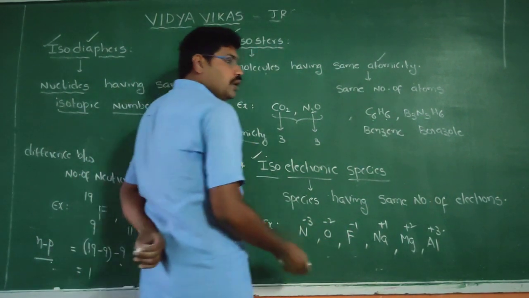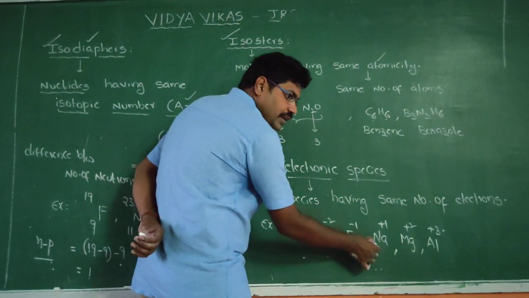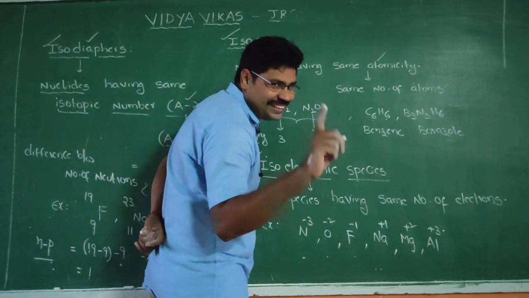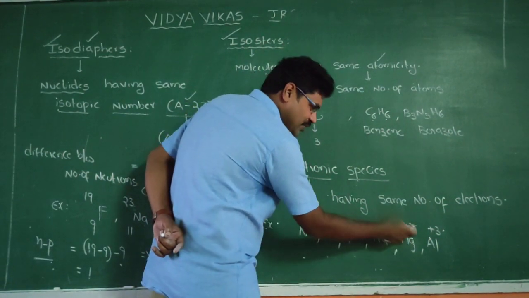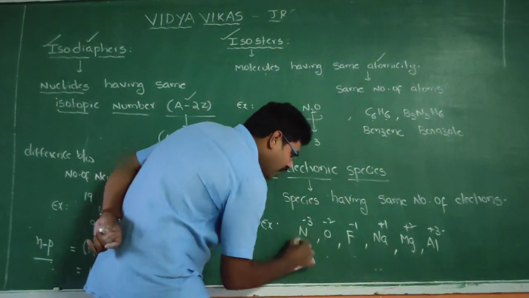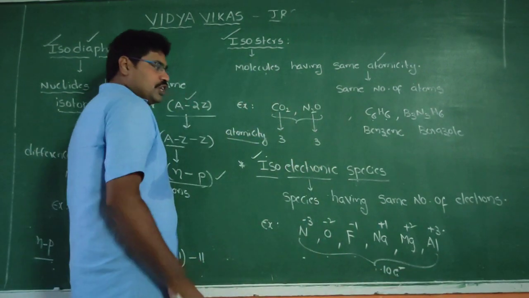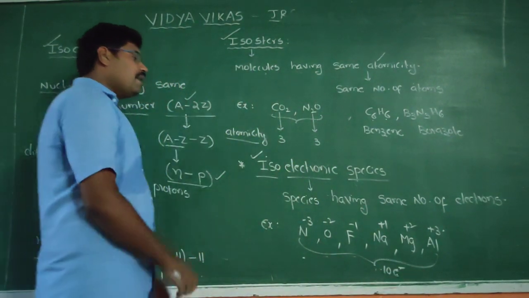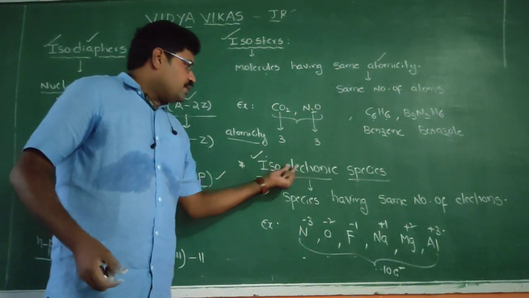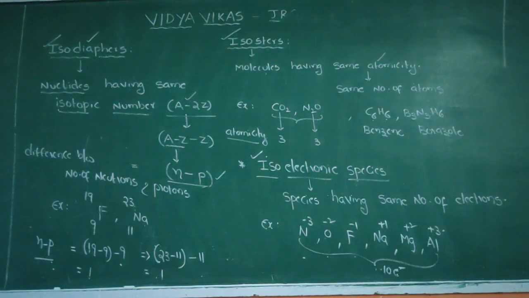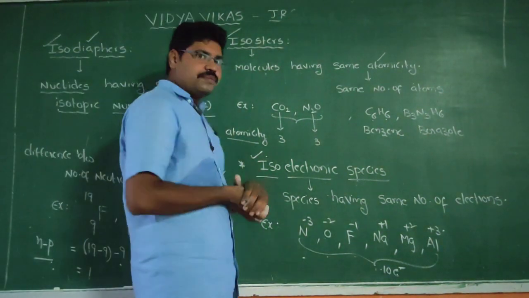What about sodium, sir? Actually 11 atomic number, 11 electrons. Plus 1 means it loses 1 electron. 11 minus 1, 10. Like magnesium, 12 minus 2, 10. Aluminium, 13 minus 3, 10. So all of them have 10 electrons. So the species which have the same number of electrons, we call them isoelectronic species, dear students. So this is today's class, students. Very, very important basic terms.